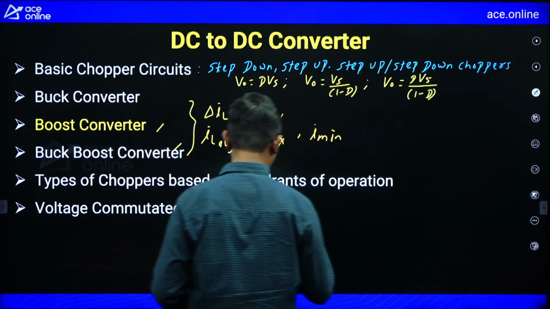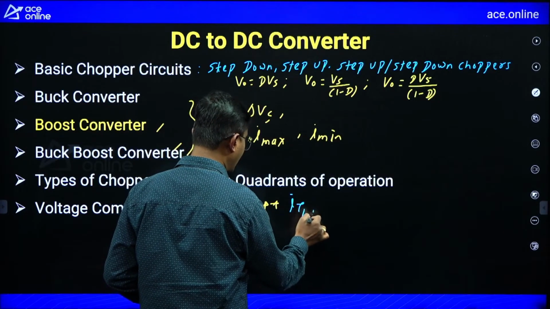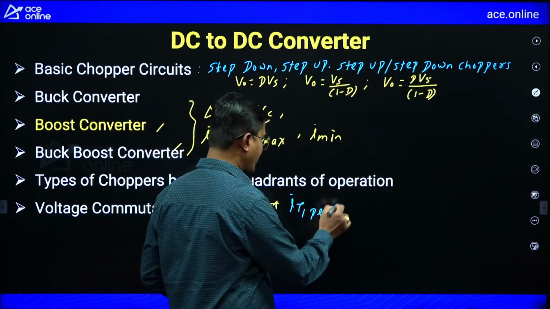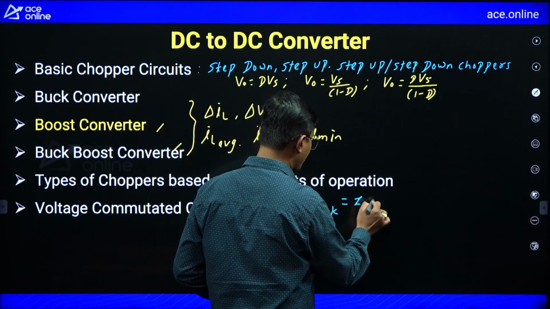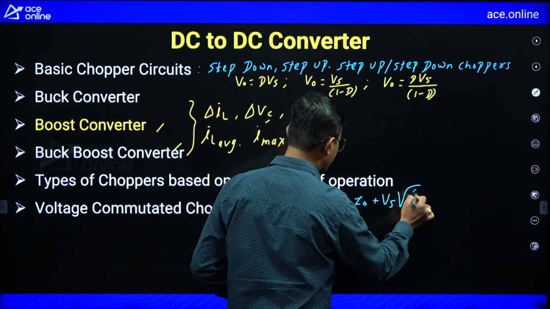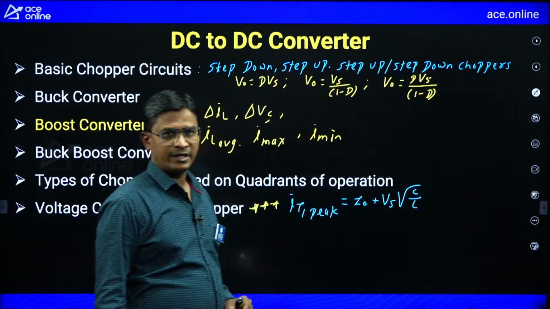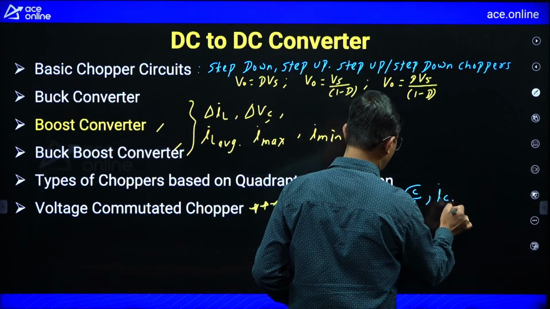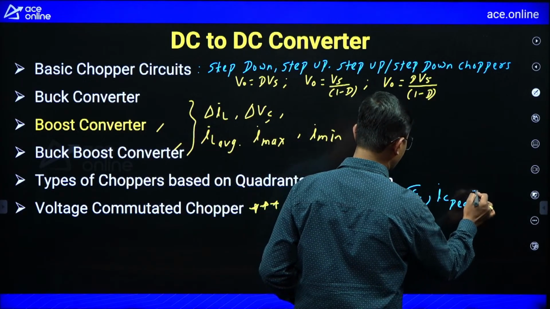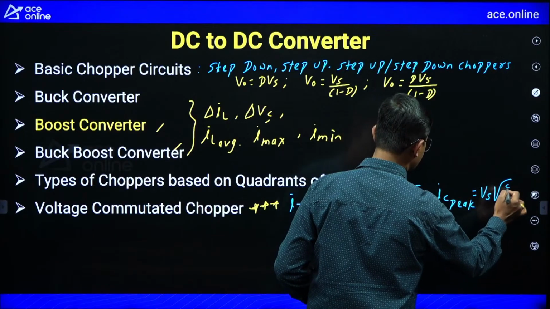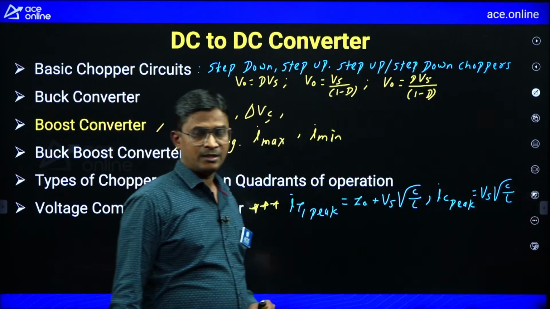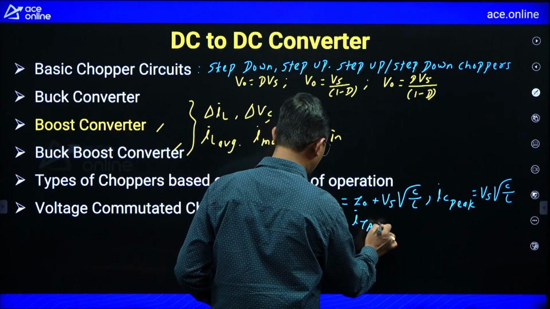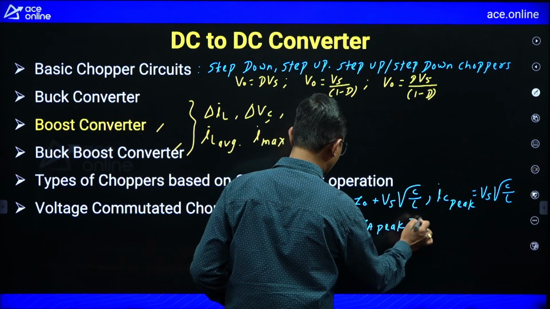the peak value of current flowing through the main thyristor, IT1 peak. What is the expression for IT1 peak? It is equal to I0 plus Vs under root C by L. Next, the peak value of capacitor current, IC peak, which is equal to Vs under root C by L. Peak value of auxiliary thyristor current, ITA peak, which is equal to I0.